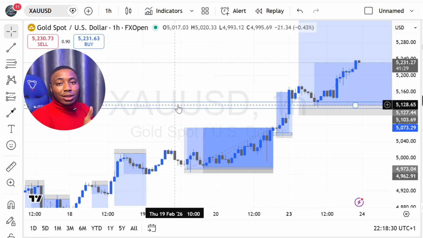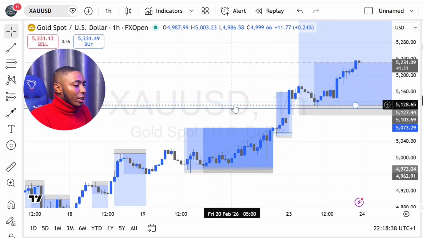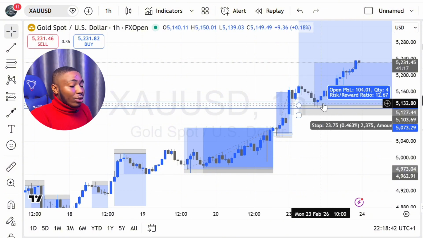breaking that supply zone. So once a supply zone is broken, we should expect it to become a demand zone. So that is where I now marked and waited for my entry. You can see on this horizontal dotted line, that's where I said consider buying gold. I dropped it in my community.